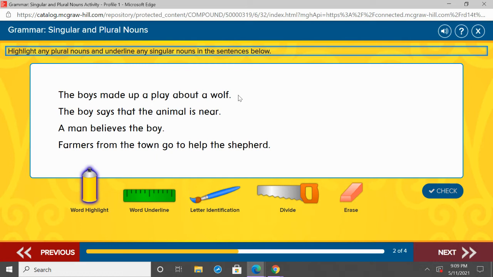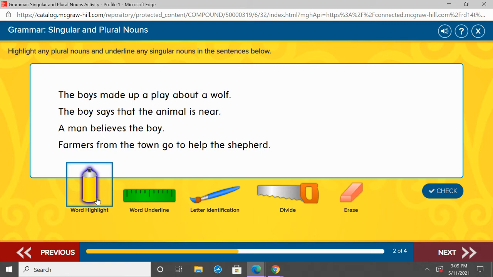Now we need to decide which one of those nouns are plural and which of those nouns are singular. So first, I want you to go ahead and yell out. Do you see any plural nouns there? Yes or no? Yell it out. Yeah, there is a plural noun in this sentence, and it is, go ahead and point to it. It's boys. We're talking about more than one boy. So boys is plural. All right, I want you to go ahead and point to the two other nouns that we have that are singular. So you should have pointed to play and wolf, only talking about one play and only talking about one wolf.